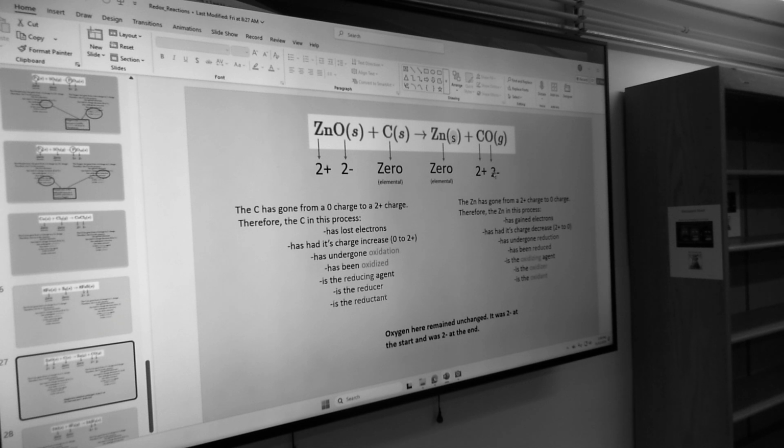But if you look at zinc, it starts at +2 and goes to 0. Here, zinc was reduced from +2 down to 0. So here, zinc is undergoing reduction. Zinc has been reduced. You can also say zinc was the oxidizing agent, the oxidizer, the oxidant. And then the other thing going on here is carbon goes from 0 to +2. So carbon is being oxidized. It's losing electrons. It's undergoing oxidation. You can also call it the reducer or the reductant. That's redox reactions.